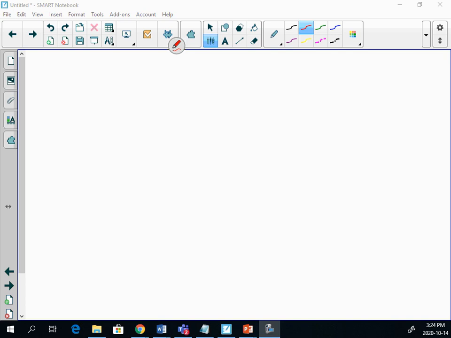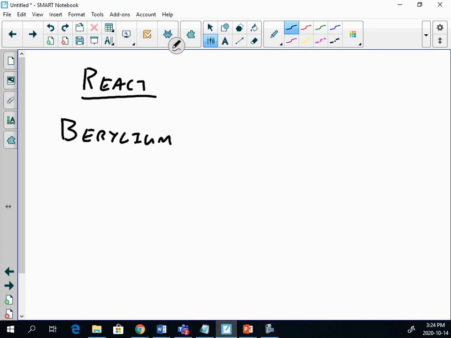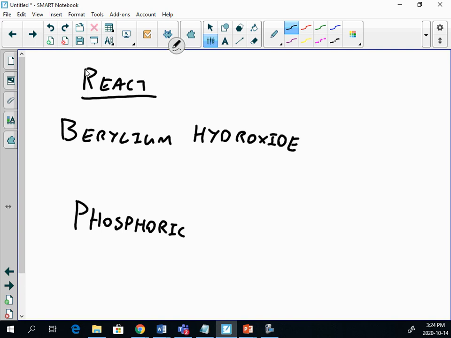So in our next example, we had beryllium hydroxide in a neutralization reaction with phosphoric acid. So the reactants are beryllium hydroxide, that's our base, and phosphoric acid. Again, looking at phosphoric acid, if you want to talk about the phosphate ion, you should go and find phosphate and see that it's PO4 with a charge of 3-.